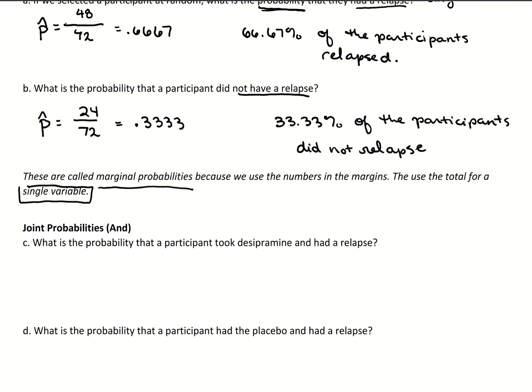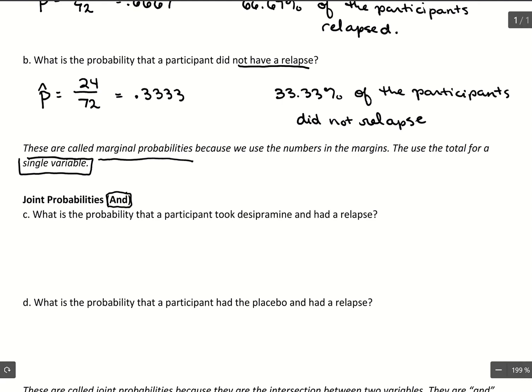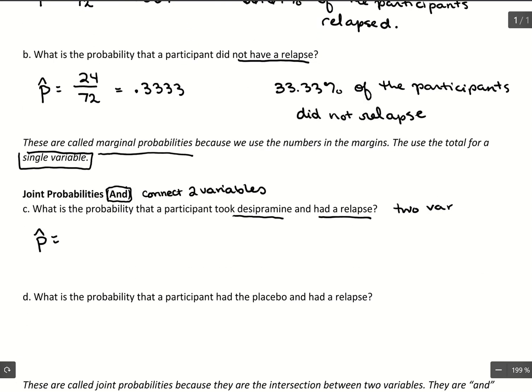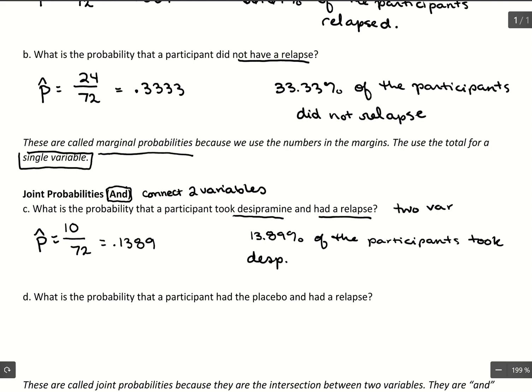The next part is going to use joint probabilities. This is where you're going to see the word and. What that word and is going to do is connect 2 variables. We want to see 2 variables occurring at the same time. So what is the probability that a participant took desipramine and had a relapse? There's our 2 variables there. For our proportion, in the numerator we want the number of people who took desipramine and had a relapse. From our table, we look at that intersection of desipramine and relapse. So our numerator is going to be those 10 people in that study. So 10 out of all of those 72 participants, which is 0.1389. So 13.89% of the participants took desipramine and had a relapse.